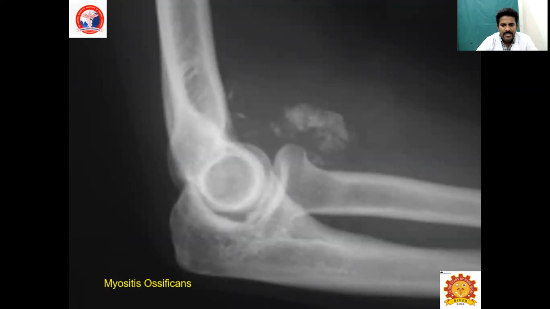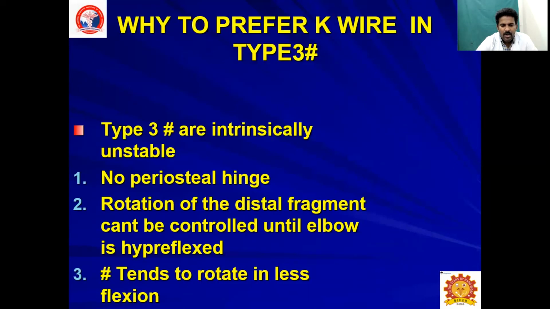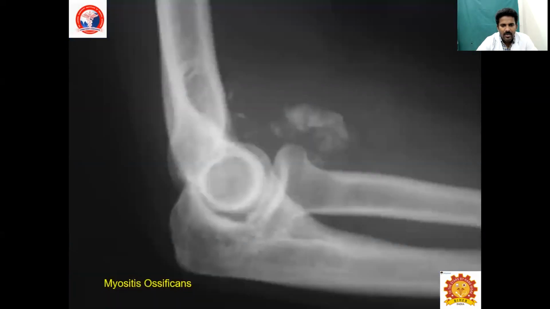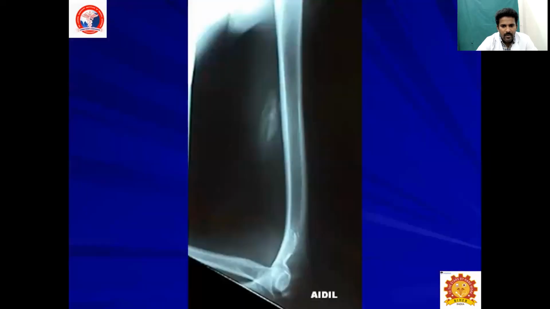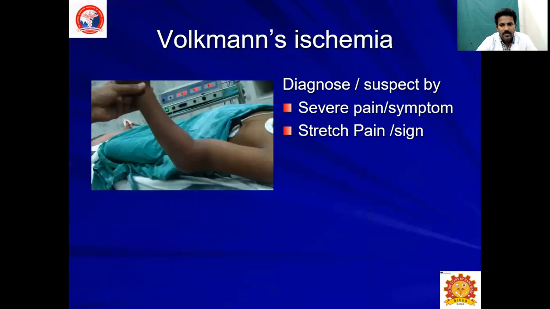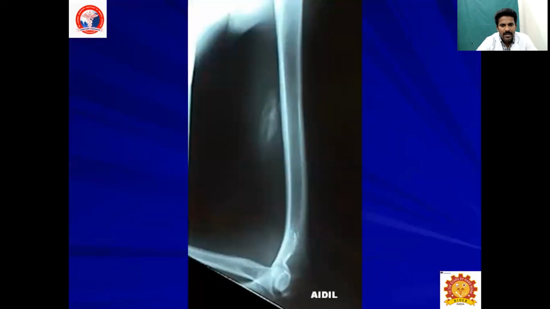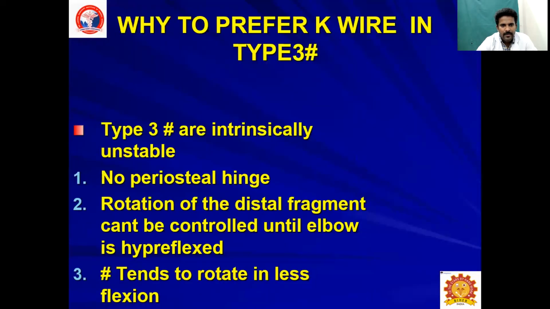After immobilization, you can always encounter myositis ossificans, that is an extra-osseous calcification occurring over the anterior aspect of the elbow, which forms a mechanical block. This part, the myositis calcification, we will deal with in a separate class. That's a separate topic.